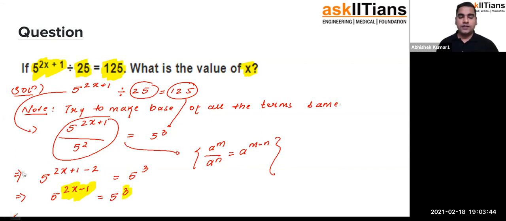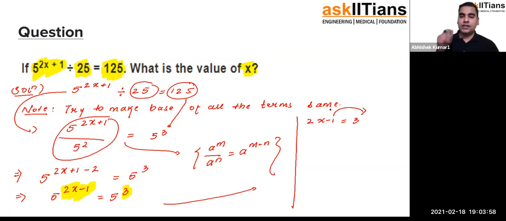So to solve it further, what we can do is equate the powers. If I equate the powers, what will I get? I will get 2x minus 1 is equal to 3. So now we can transpose this 1 to the right hand side, and when you transpose it, it is going to become positive. So you will be getting 2x is equal to 3 plus 1. That means you have 2x is equal to 4. And if 2x is equal to 4, x is 4 by 2, that means the value of x is 2.